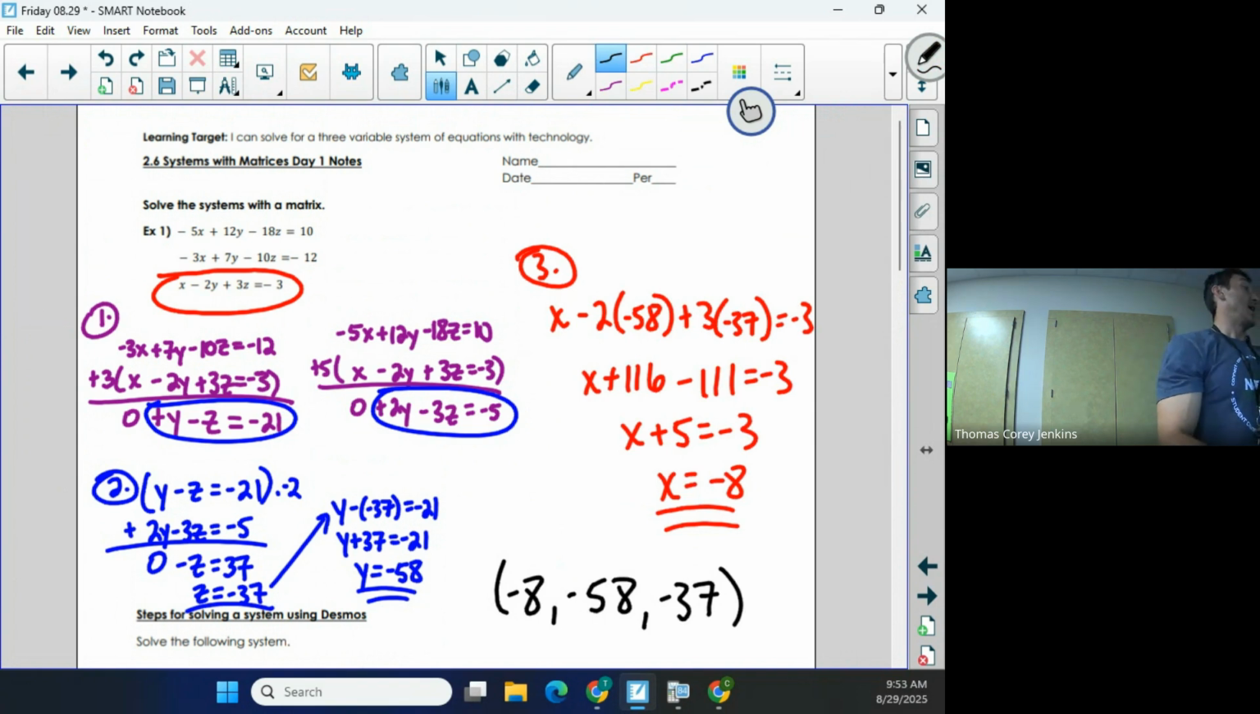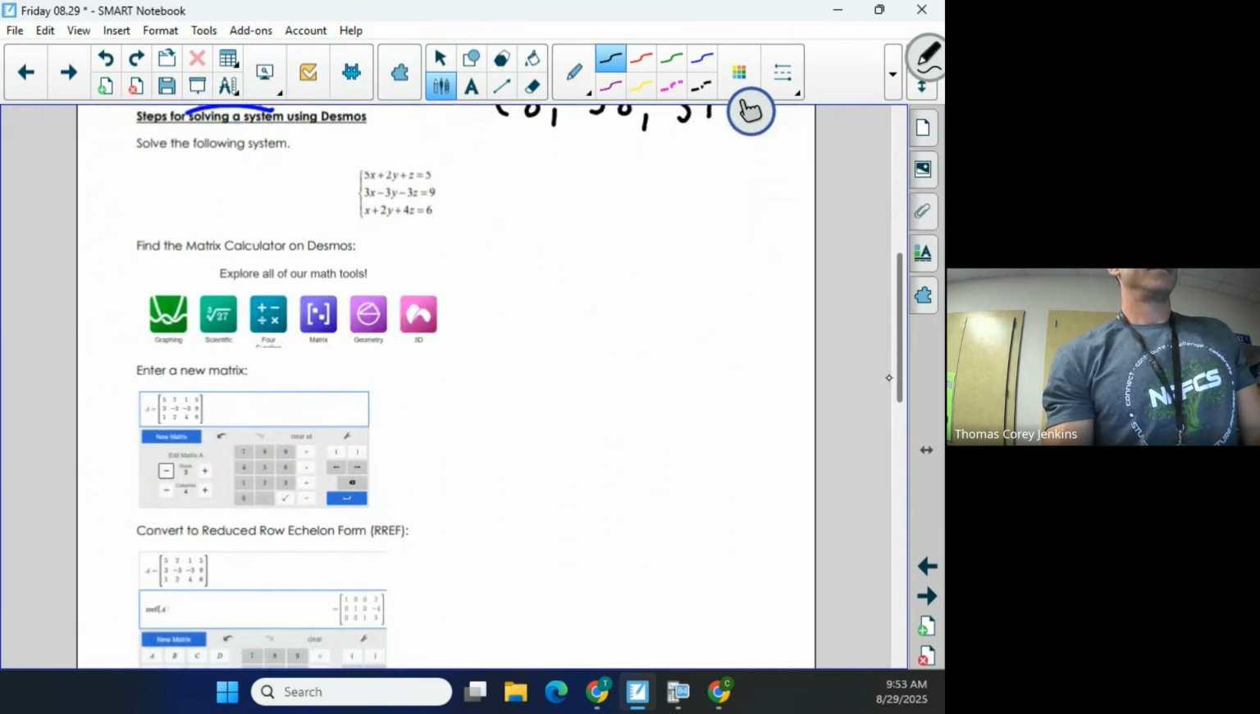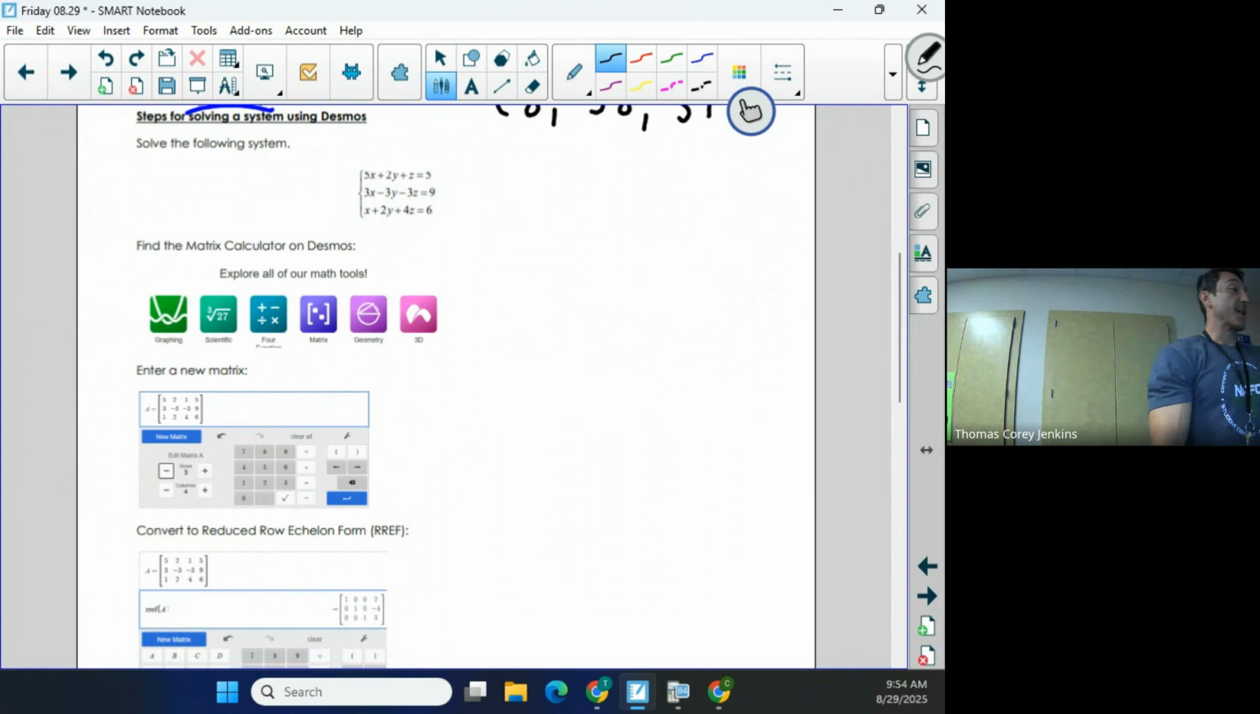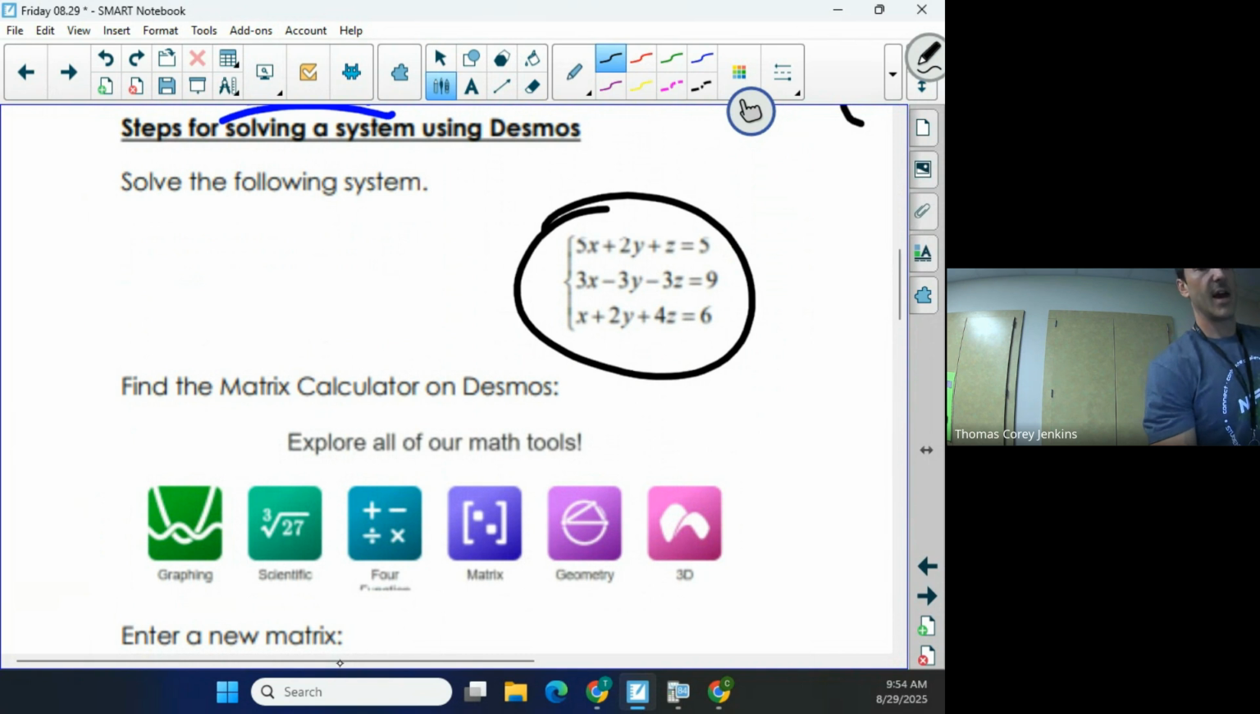So that was a long little spiel about something you don't necessarily need to know how to do. But this is all the work. I'm going to show you how we can skip it using Desmos. Okay. So if you'll flip over. If you forget anything today, this is a pretty nice, easy thing to follow. All right. But basically, how we can use Desmos to solve a similar 3-variable system.